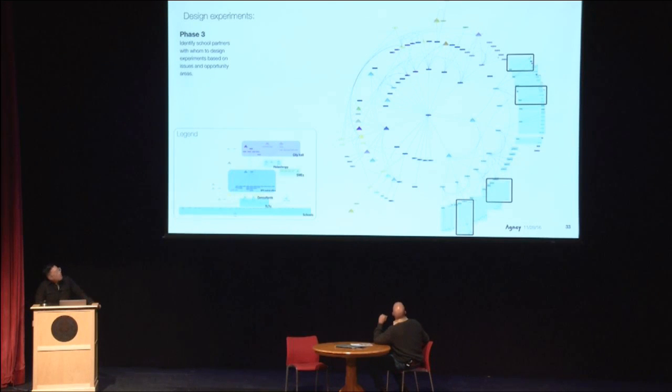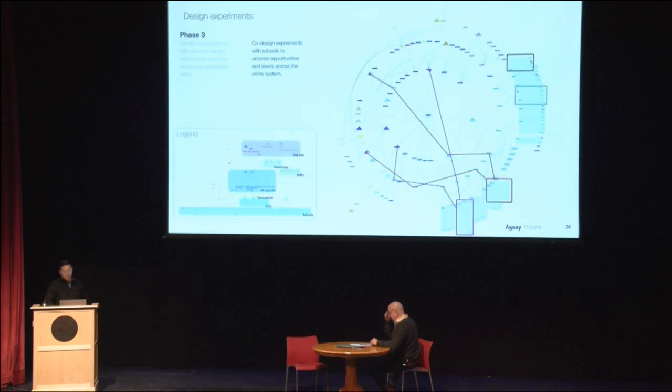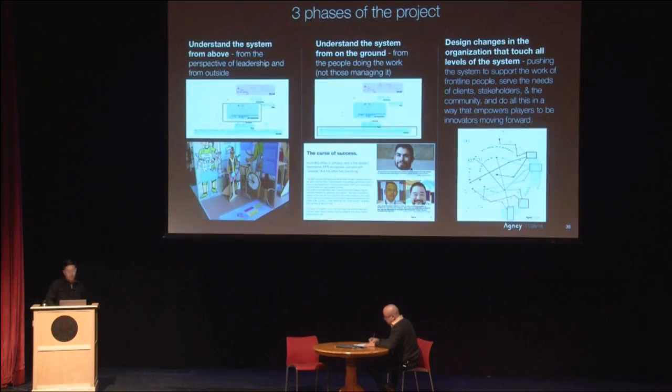And so our goal now is to go out and revisit some of the schools that we've been to, but also talk to people in the organization, identify who's going to be a suitable partner to do a design experiment, and then co-design those experiments with schools to uncover opportunities and levers across the entire system. We want to create these meaningful connections in the network so that people become empowered to design their own solutions within the system, to navigate the system. So that's kind of it.